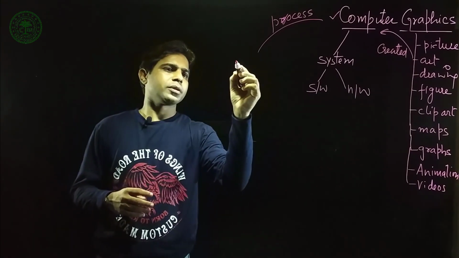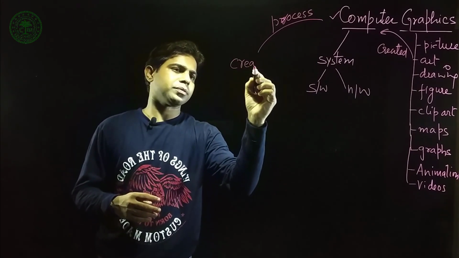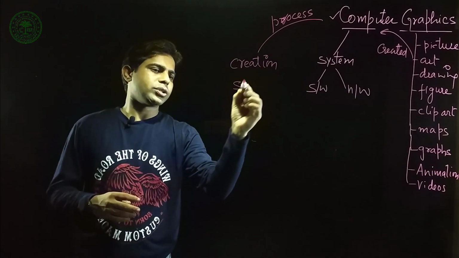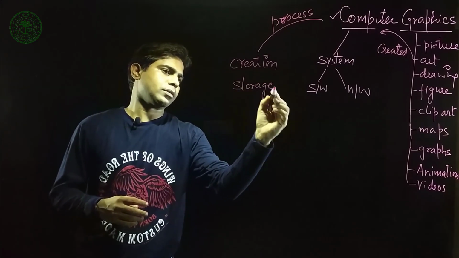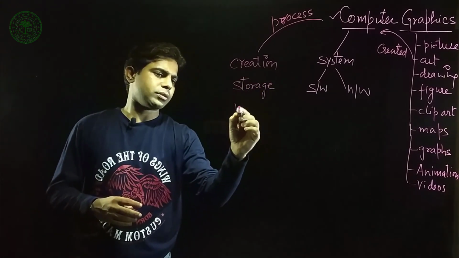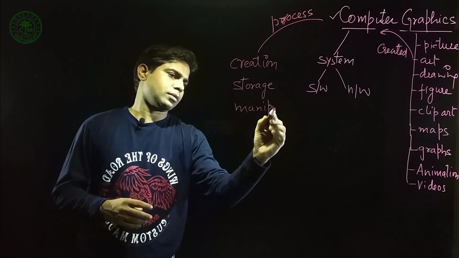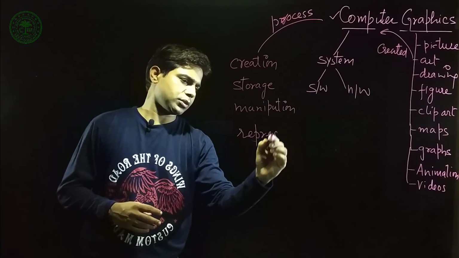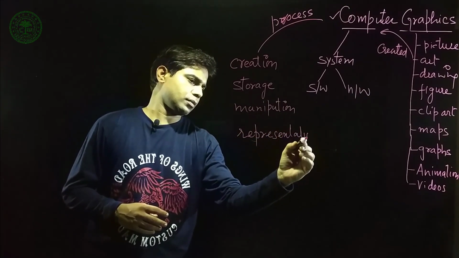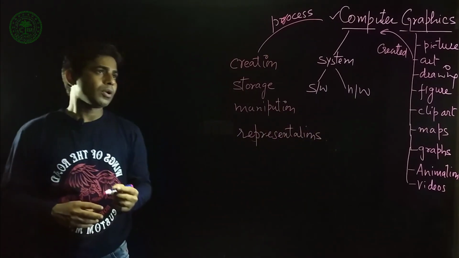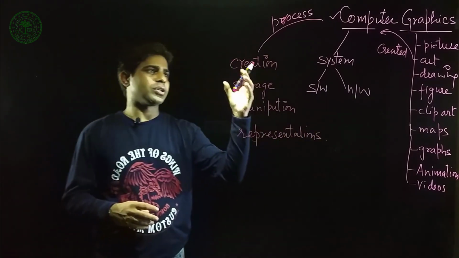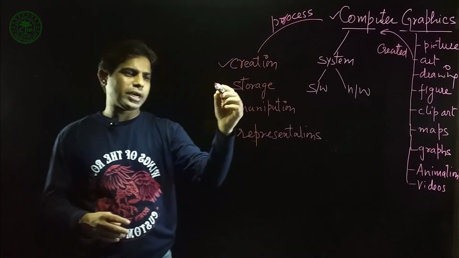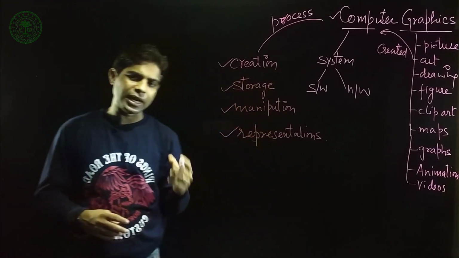That first, it is concerned with the creation, then storage, then you have the manipulation, then representation. I'll talk about what these terms are. Whenever you generate any picture, it has to go through a certain process, that is, you create an image, you store that image, you manipulate that image, and you represent that image in a certain format.